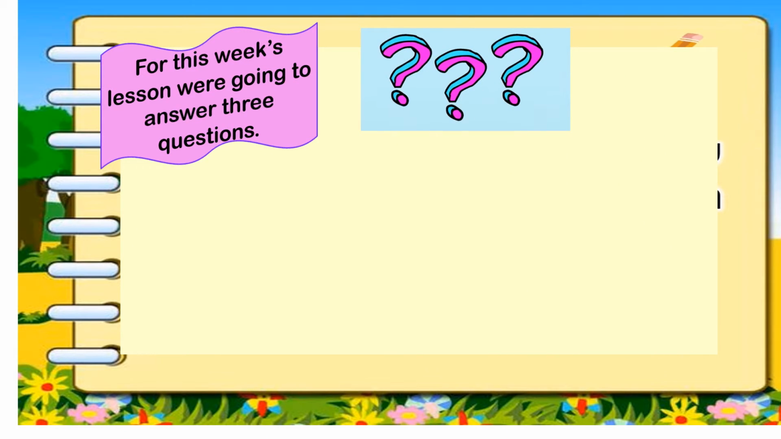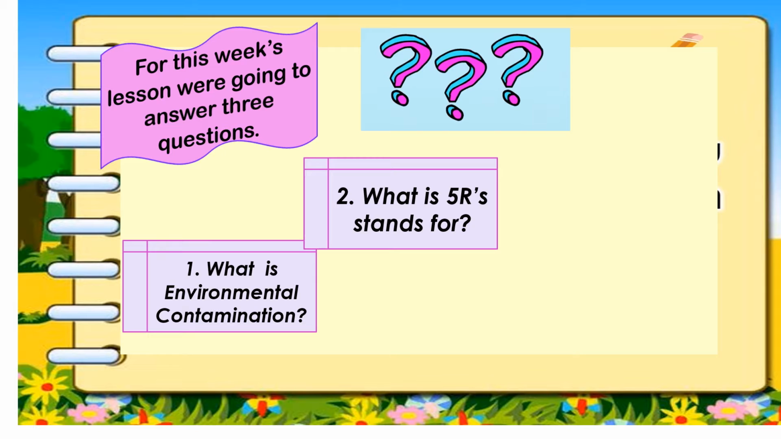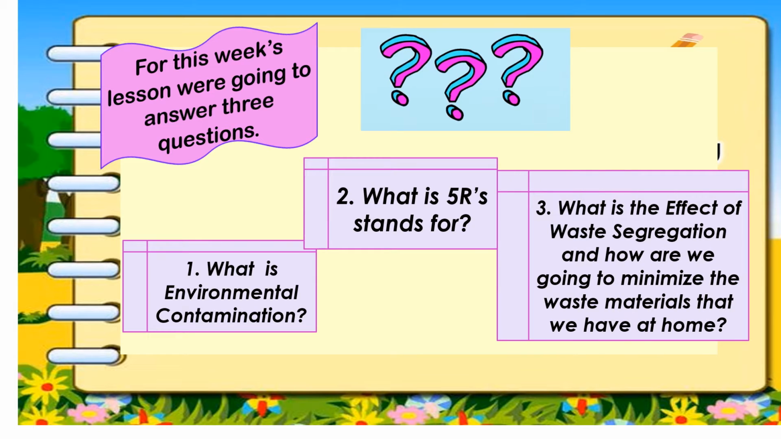For this week's lessons, we're going to answer these three questions. The first one is, what is environmental contamination? The second one, what does 5 R's stand for? And last, what is the effect of waste segregation and how are we going to minimize the waste materials that we have at home?